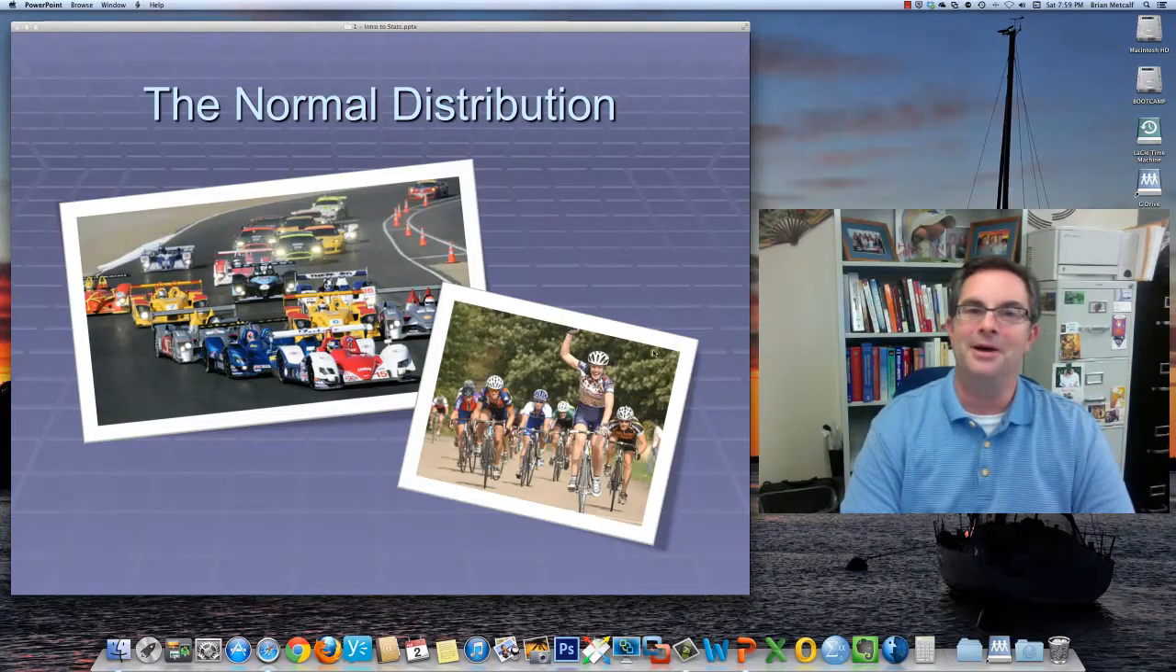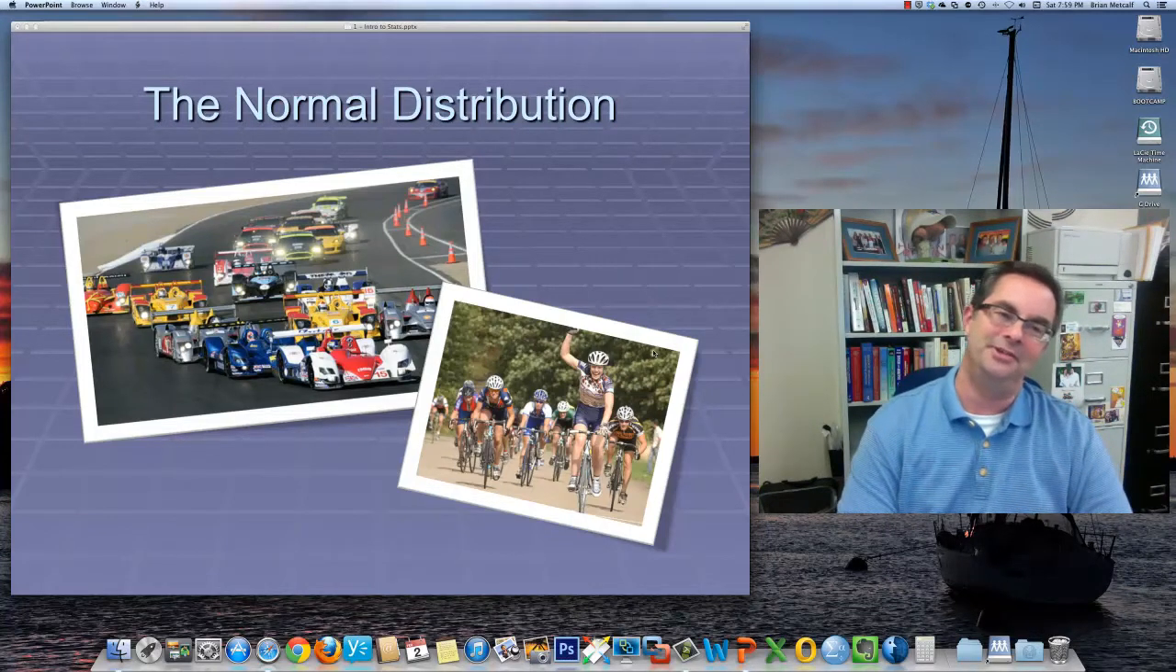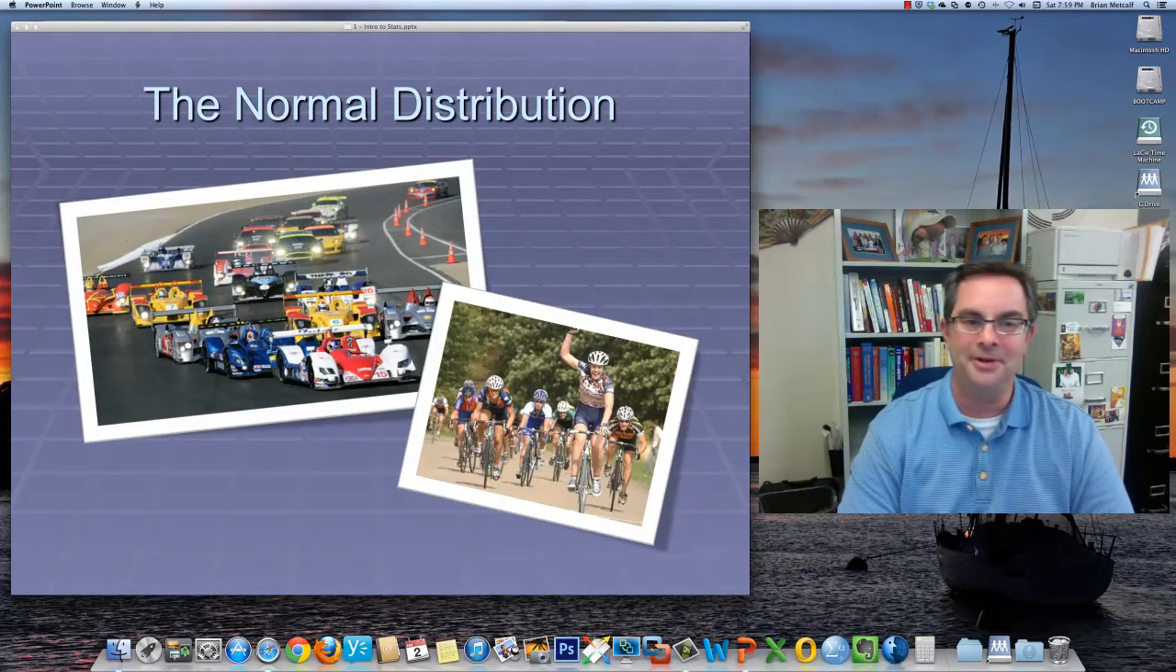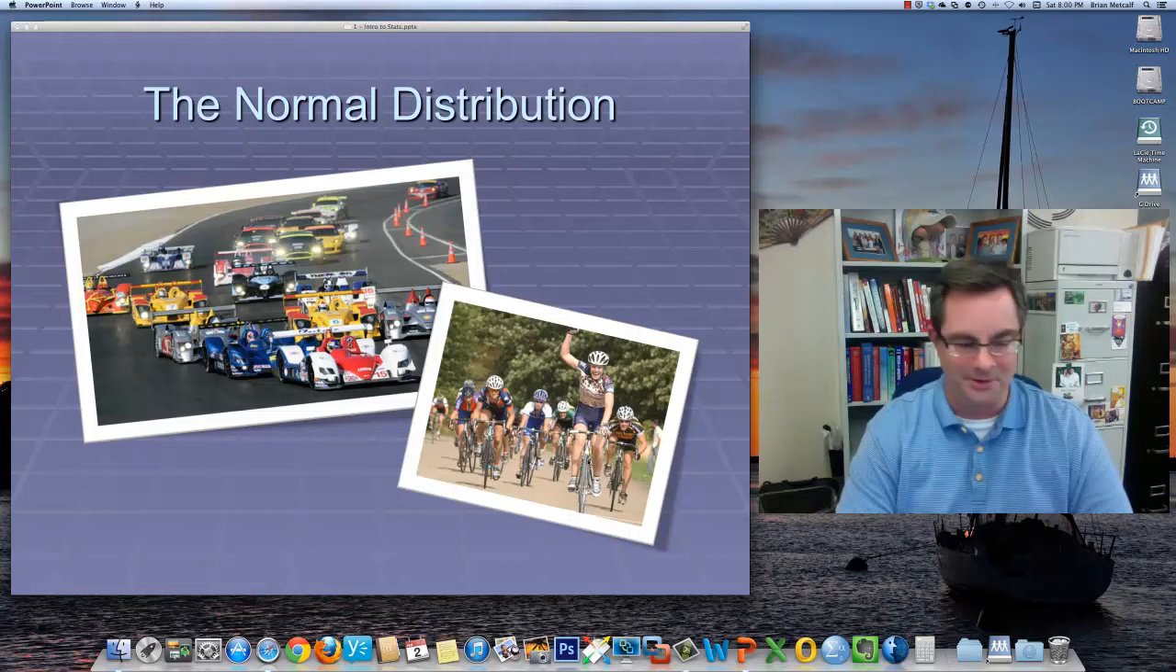The sports world is full of normal distributions. These maybe are a little bit harder to see, and maybe you have to turn your head sideways to see them. At the front end of this race, we have a relatively few number of cars that are super quick. Most cars are in the middle here, and a few laggards trailing off in the back. Likewise in a bicycle race.